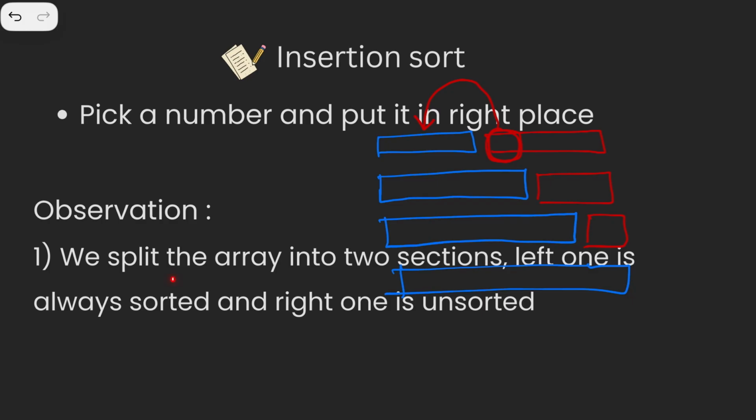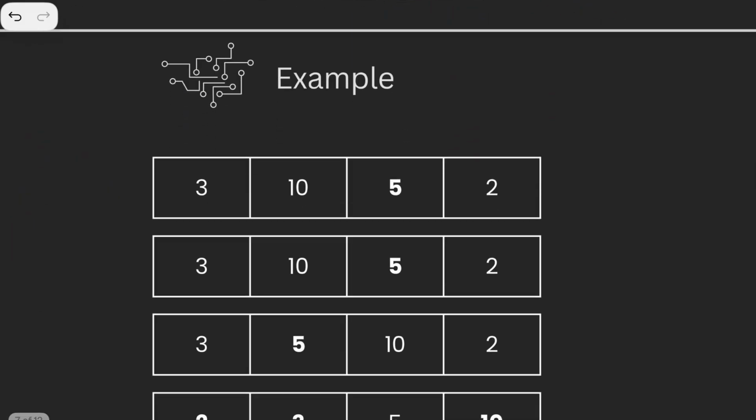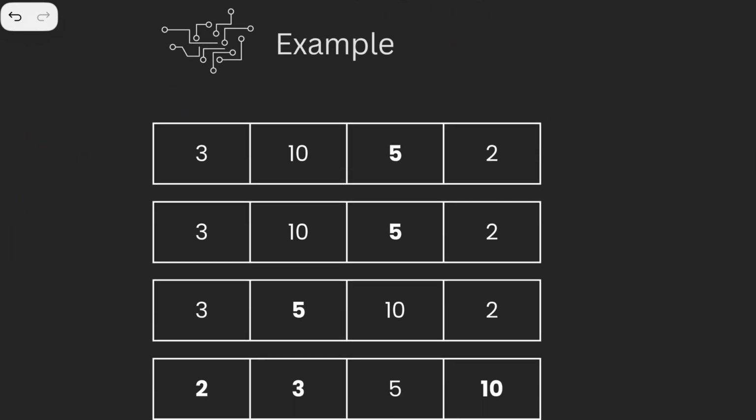So we split the array into two different sections. Left one is always sorted while right one is unsorted. On this observation, we have this operation. Let's look at the example. This example will make it more clear to you. So you have this array. First, let's split the array into two sections, left and right. So this is left and this is right.